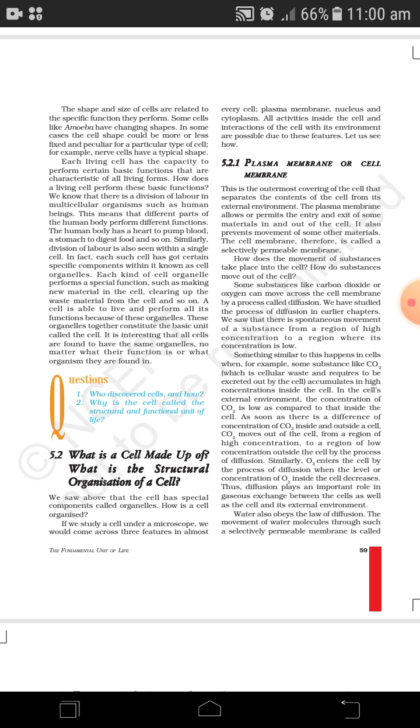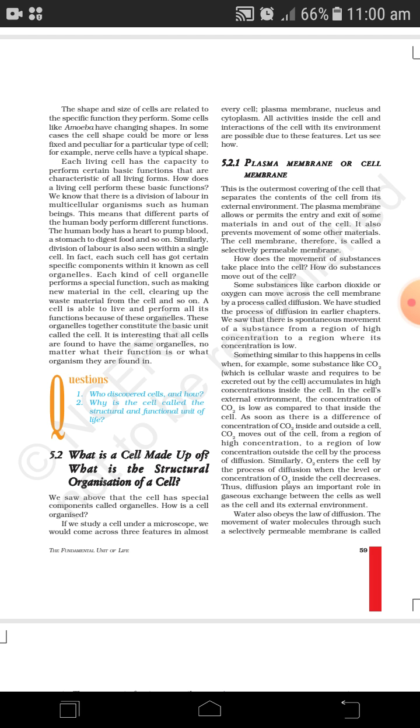Next, how does the movement of substances take place into the cell? How do substances move out of the cell? Some substances like carbon dioxide or oxygen can move across the cell membrane by a process called diffusion. We have studied the process of diffusion in earlier chapters. We saw that there is a spontaneous movement of substance from a region of high concentration to a region where its concentration is low. This is the definition of diffusion.